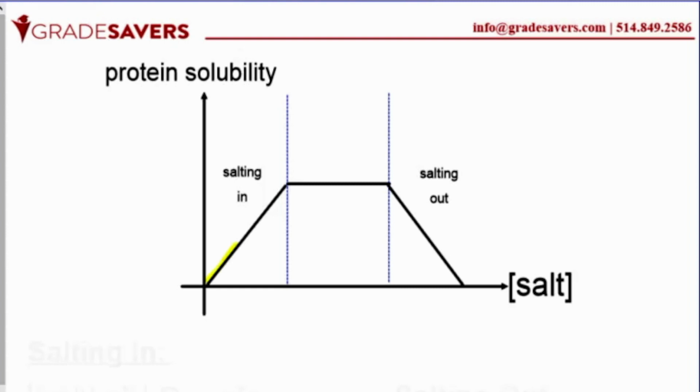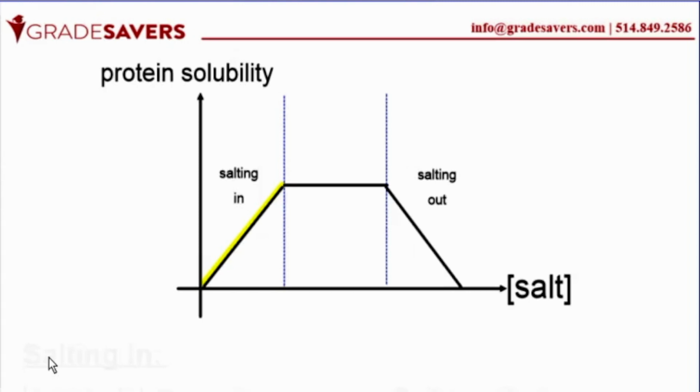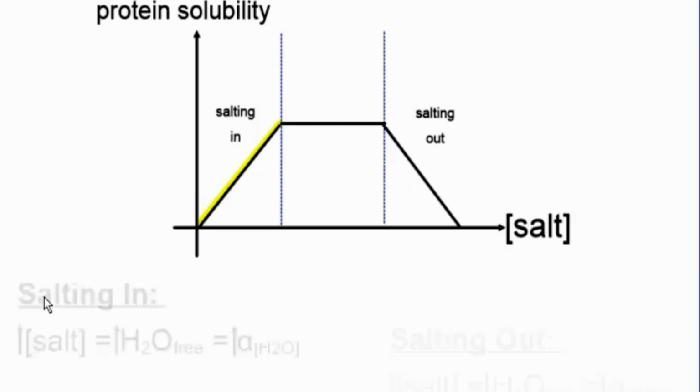As you increase the concentration of salt, the protein solubility begins to increase. Why? That is because when it's all by itself in pure water, water is going to be solvating those charged residues. But as you increase salt, those salt ions are going to displace the water molecules when solvating those residues. So what is that going to do?